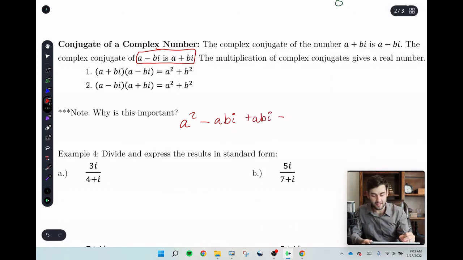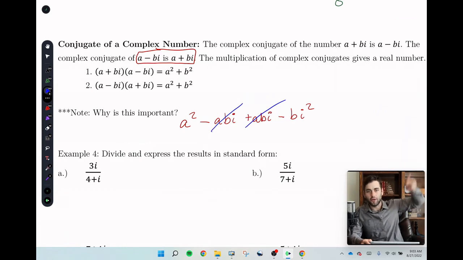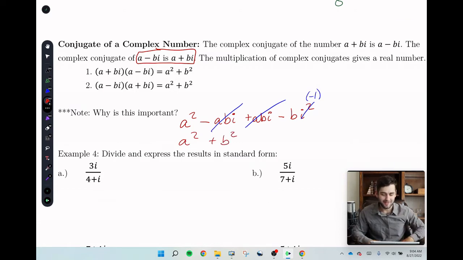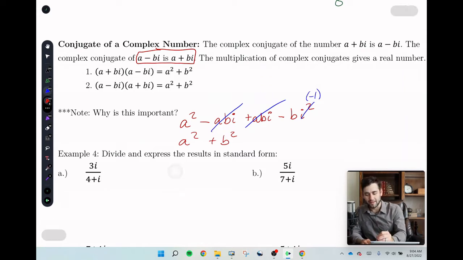Last, negative bi squared. Holy smokes, look at that. Middle terms cancel. The i squared we literally just said for the note for that last problem turns into a negative 1. That negative 1 kills that negative sign in front of it and turns us into a squared plus b squared. Yeah, no, that's right. A squared plus b squared. Oh, yeah. I missed that square.